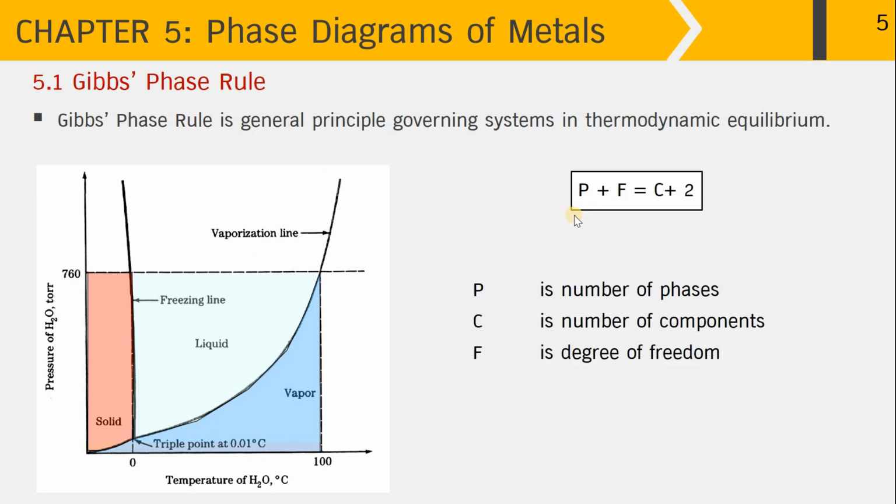So now I will introduce you the Gibbs phase rule. P plus F equals C plus 2, where P is the number of phases, C is the number of components, and F is the degree of freedom.